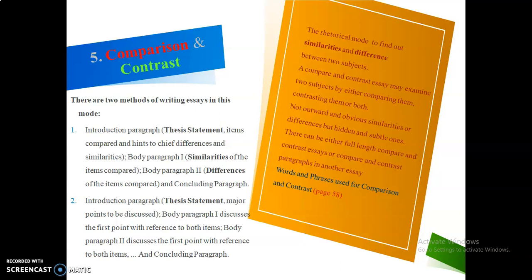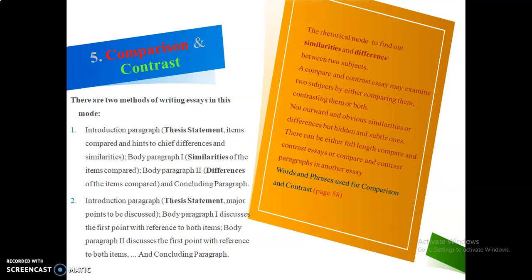Very clear similarities and differences are not explained in this kind of essay. Instead, those similarities and differences which are actually hidden and need to be read thoroughly to understand are being discussed in this particular essay. There can be either a full length compare and contrast essay or compare and contrast paragraphs in another essay, as we already said in the descriptive essay.